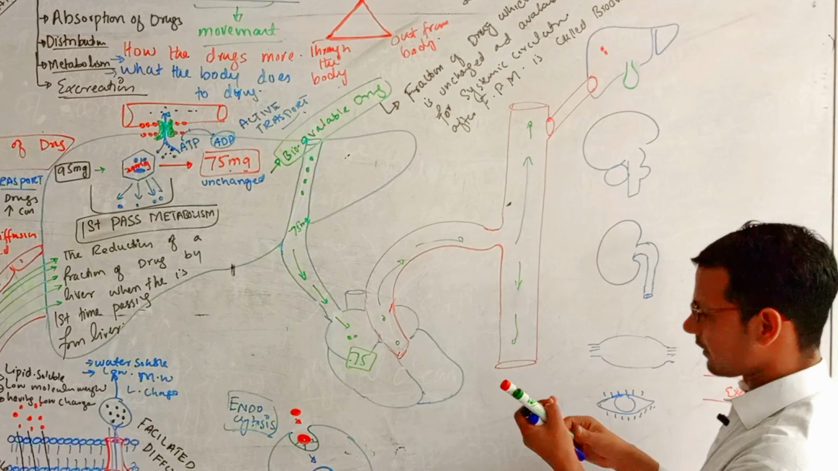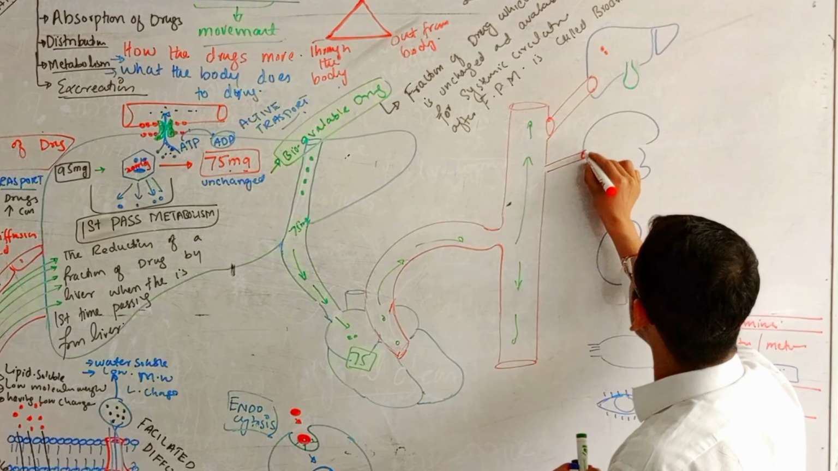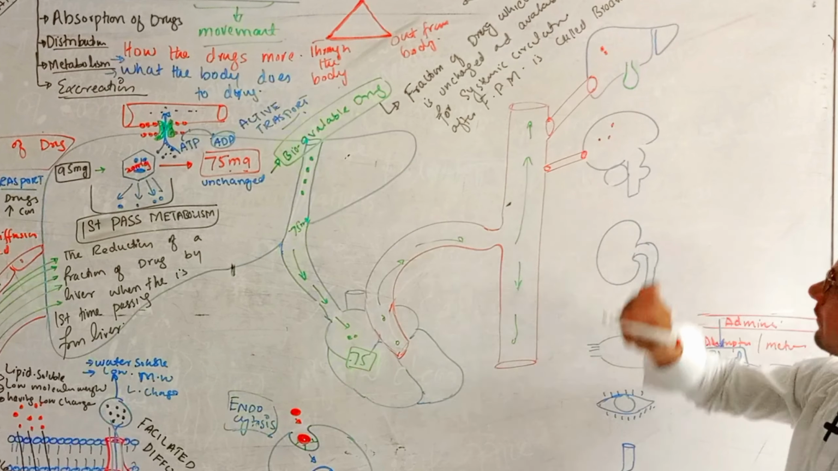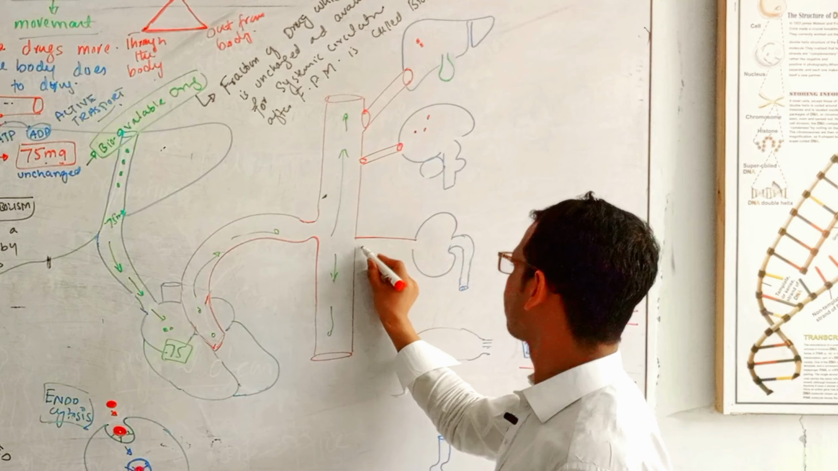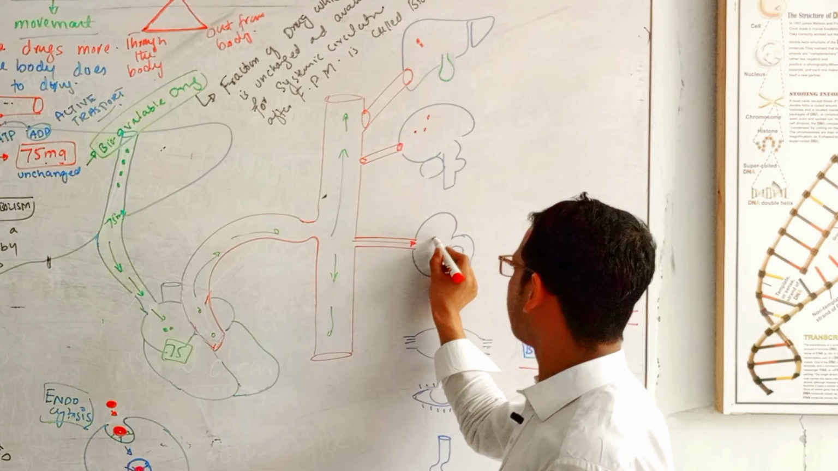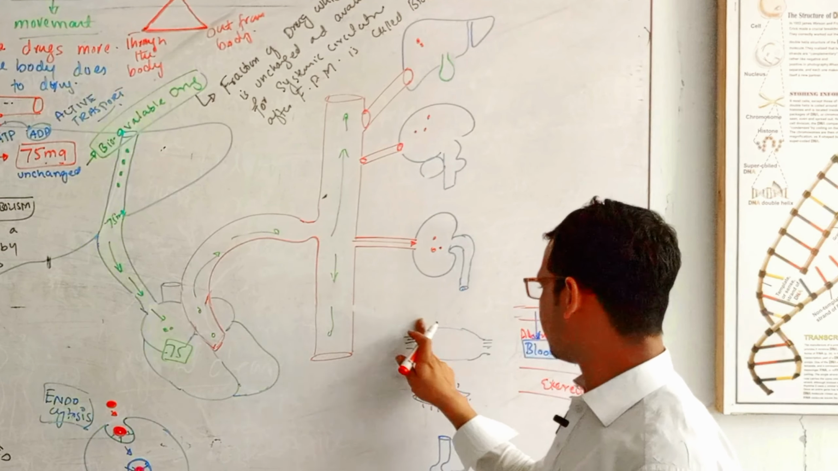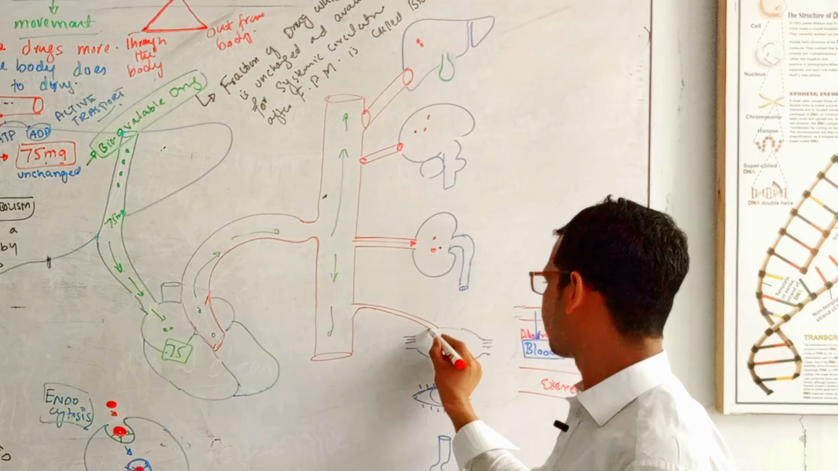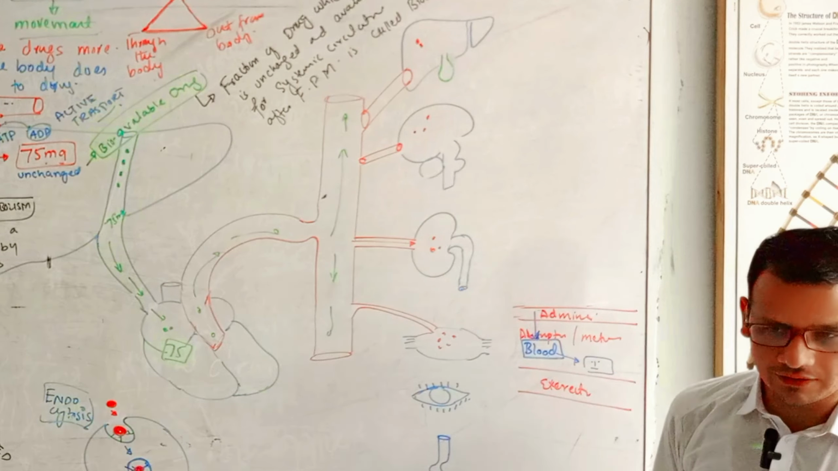This is, for example, the carotid artery. By the carotid artery, the brain will get the drug, right? For example, this is the renal artery. By the renal artery, the kidney will get the drug. For example, these are muscular arteries, all types of cutaneous arteries, etc. By these, the muscle will get the drug.